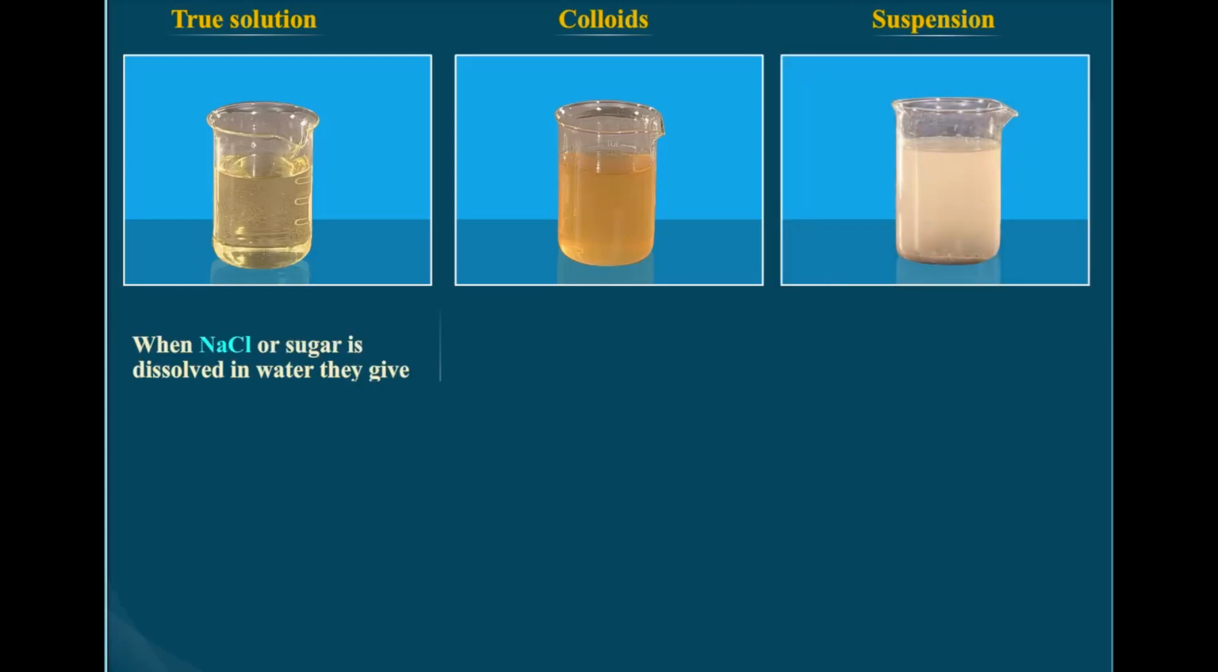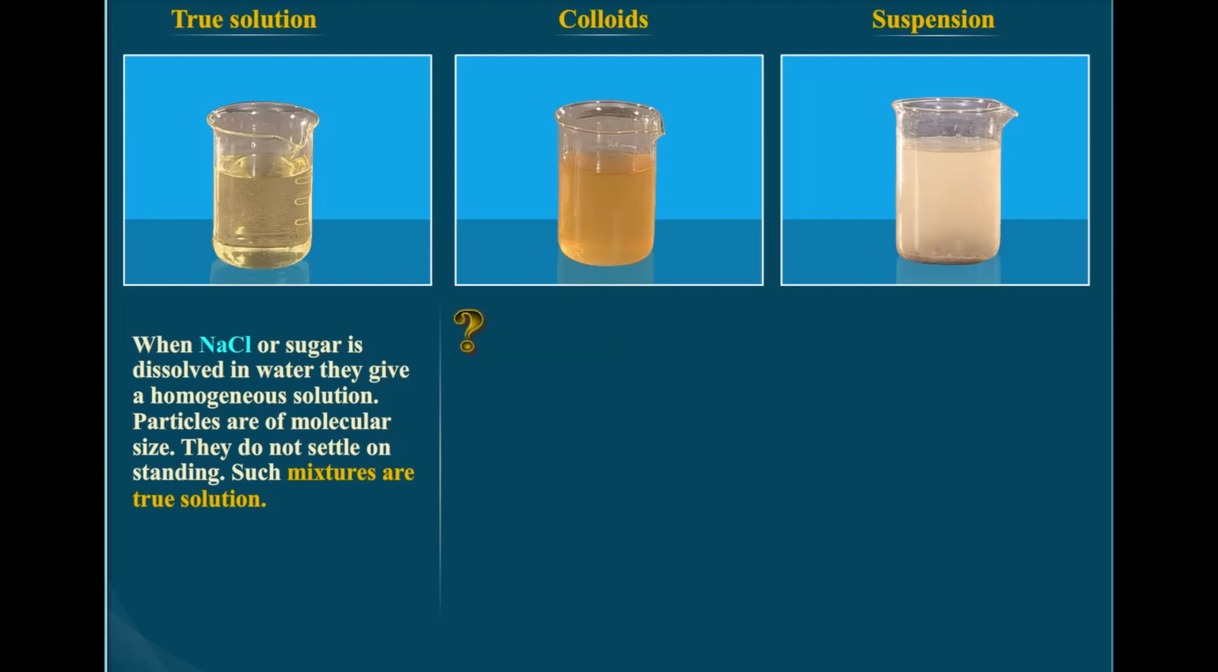Here, an example of a true solution is when sodium chloride or sugar is dissolved in water, they give a homogeneous solution. Particles are of molecular size, they do not settle on standing, and such mixtures are called true solutions. These particles are so small that they cannot be seen even through a microscope.